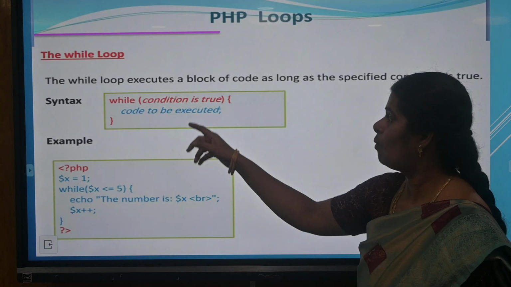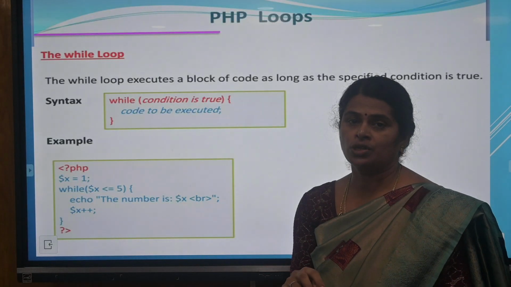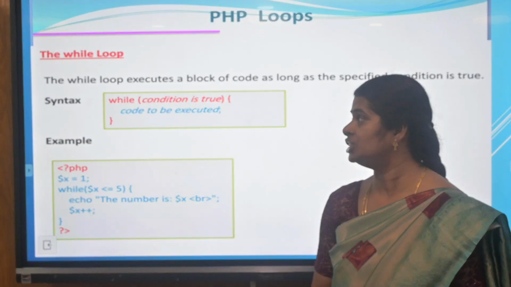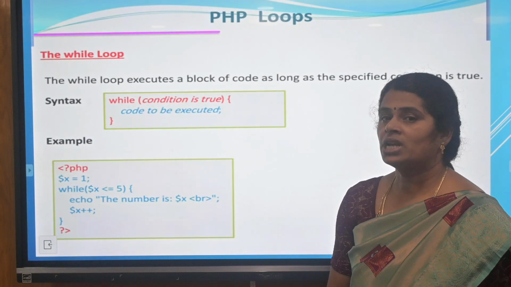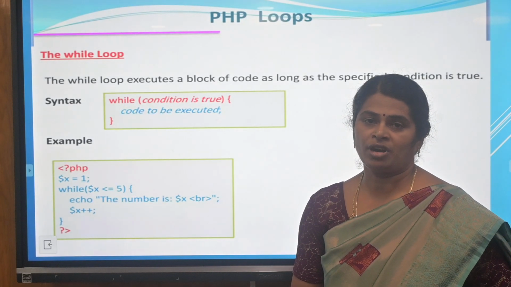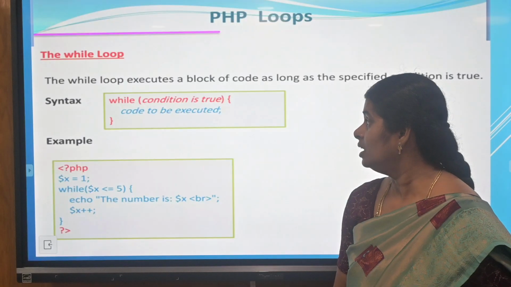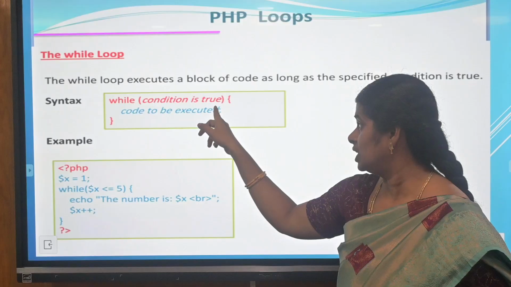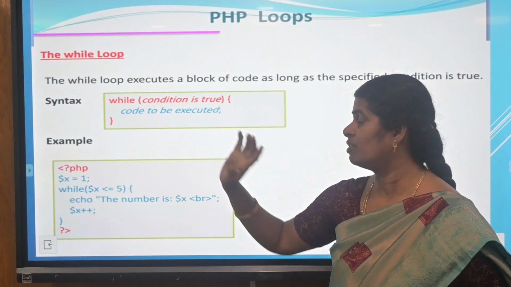Then next one is while loop. A while loop is used to execute a set of statements repeatedly until the condition becomes false. Once the condition becomes false, the loop will be terminated. The syntax of while loop is while (condition).